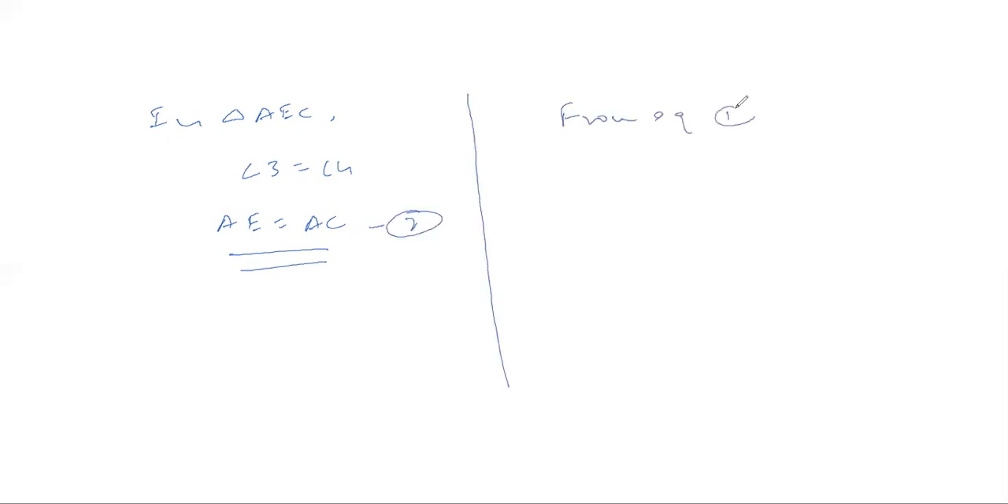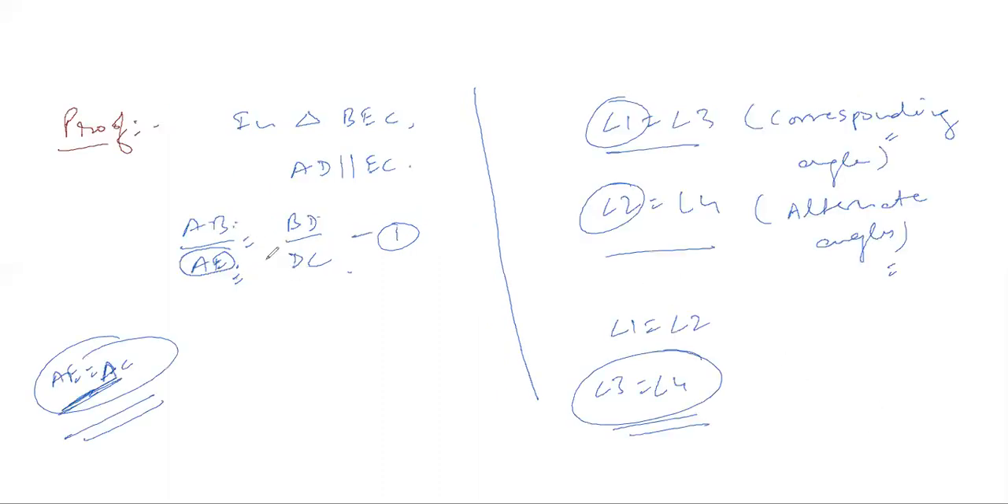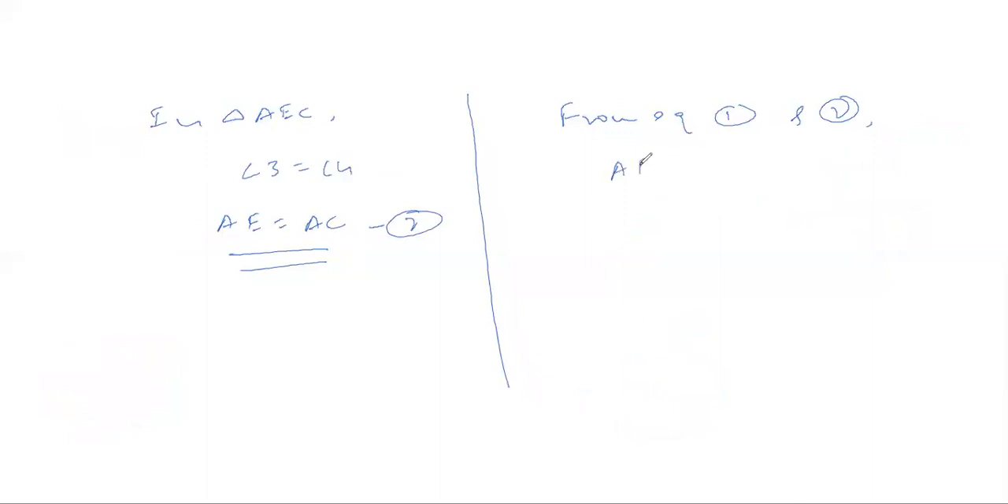So from equation number 1 and 2, see, this was equation number 1. AB upon AE equals to BD upon DC. So in place of this AE, we are going to write AC. So it will be AB upon AC equals to BD upon DC. Okay, and the same thing was to be proved. So this is how we can prove this angle bisector theorem using Thales theorem.